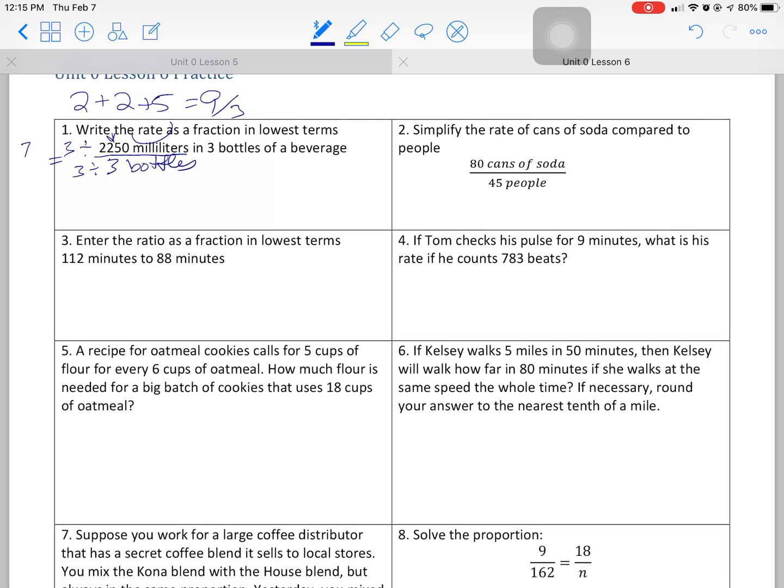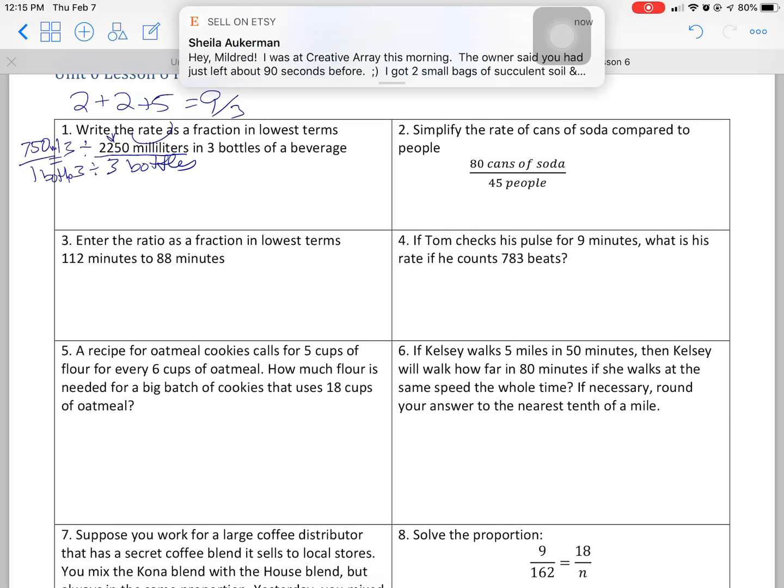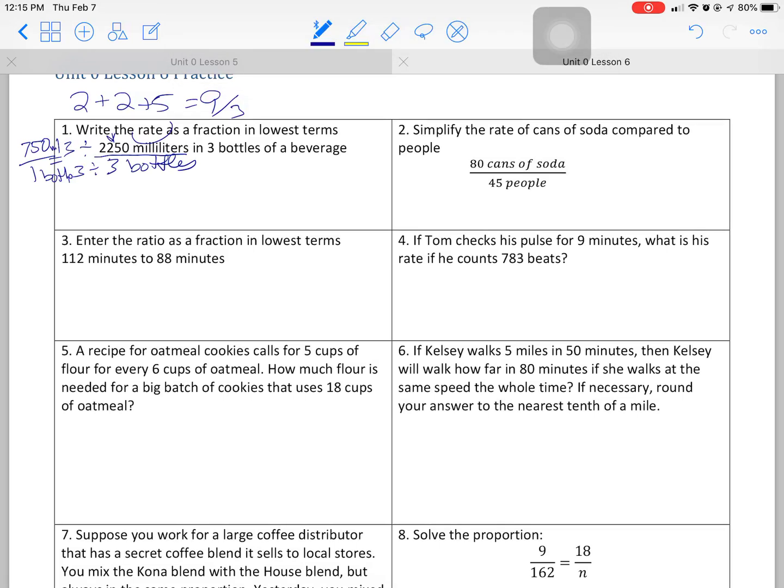And you get, what? 750 milliliters over 1 bottle. Let me write that over here. So you could write 750. They didn't ask for a unit rate, but it is a unit rate because it's over 1 bottle. So there's milliliters per bottle. Okay.